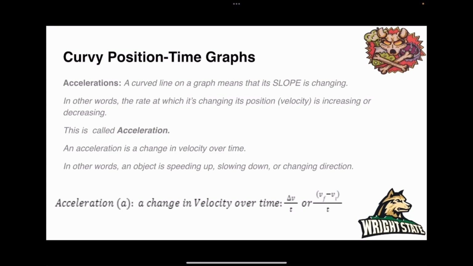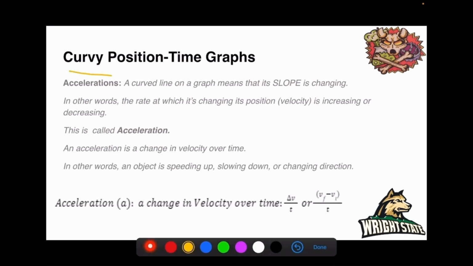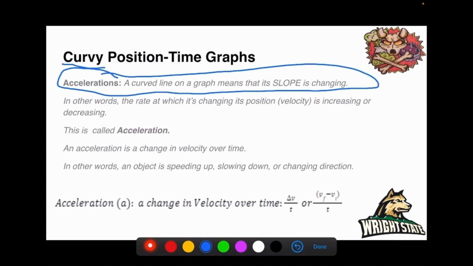Okay, so whenever we have that curvy position versus time graph line, that means we're accelerating. A curved line means slope is changing. Well, that means our velocity is changing, or the rate at which we're changing position is increasing, right? Slope was rate of change for position. The change in rate of change of our position, that's a terrible sentence, is velocity.